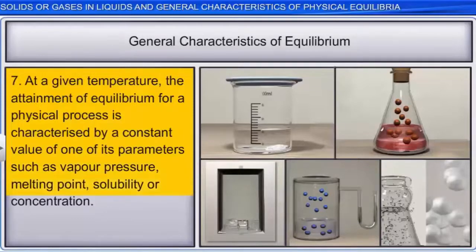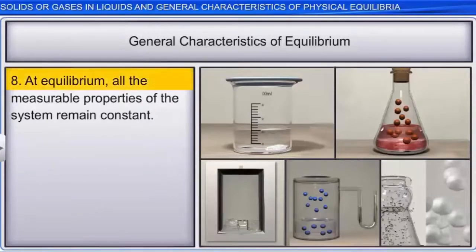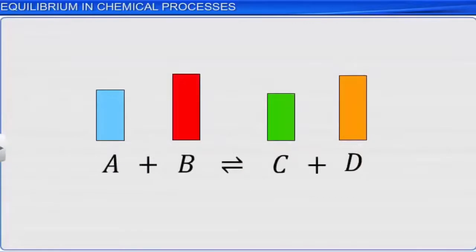For example, during equilibrium between liquid and gaseous water molecules, the vapor pressure of water remains constant at a given temperature. At equilibrium, all the measurable properties of the system remain constant. For example, for the solubility of solids in liquids, the solubility remains constant at a given temperature. Equilibrium in chemical processes, called chemical equilibrium, is the most important characteristic of reversible reactions.